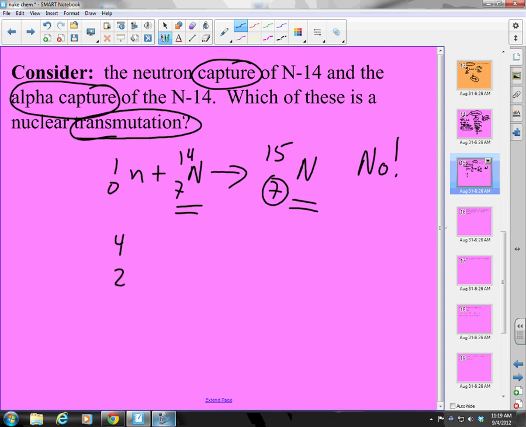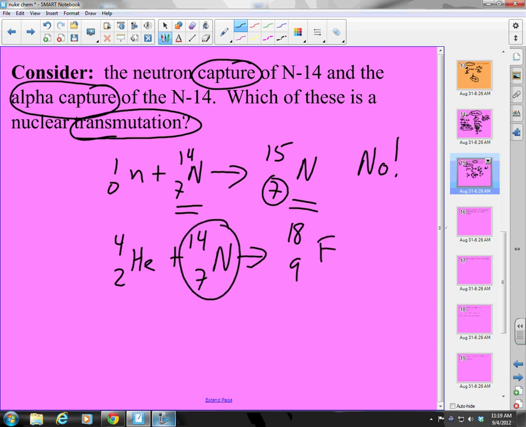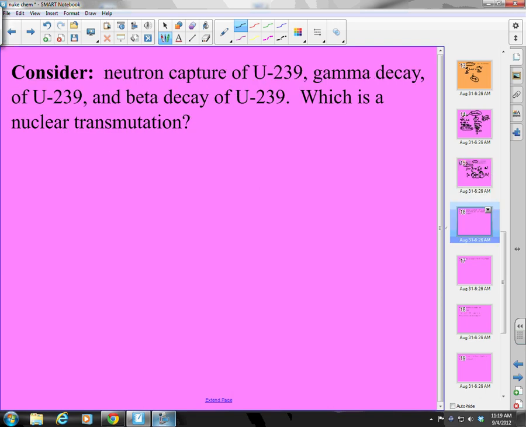Well, my alpha particle is 4,2 helium plus 14, 7 nitrogen, goes to form what? 18 and 9. 9 on the periodic table is fluorine. Did my nitrogen become something new? The answer is yes, it did. So that is transmutation. Perfecto. Okay, you guys give this one a try.